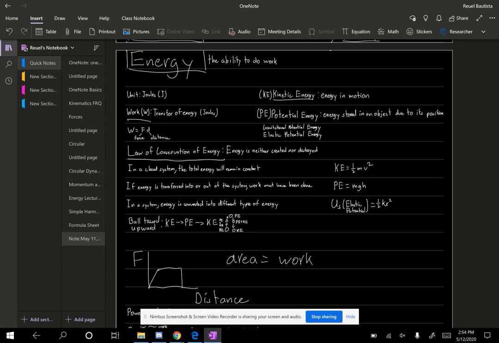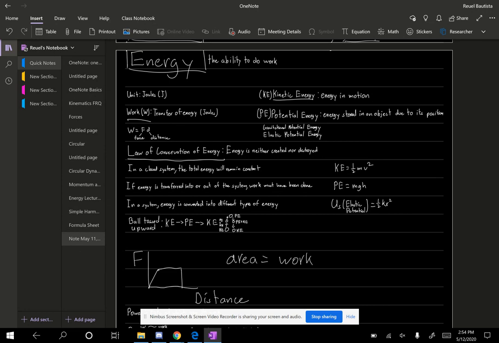Because remember, the law of conservation of energy. Energy is constant, right? The amount of energy in the universe is the same now as it was 4 million years ago, because energy is neither created nor destroyed. Meaning, in a closed system, the total energy will not change unless there was work done on the system. Okay, so work is the transfer of energy, right?